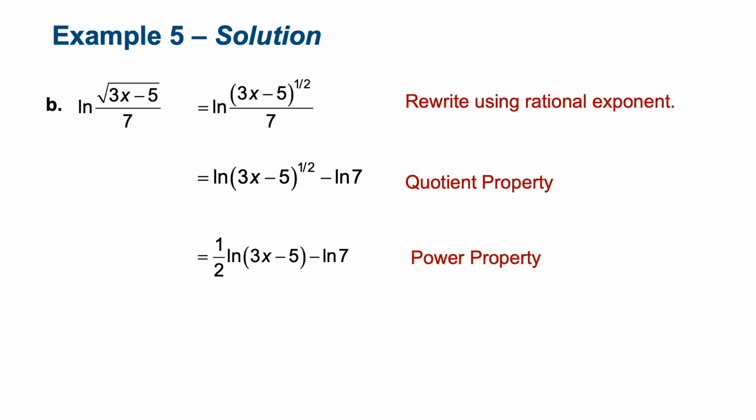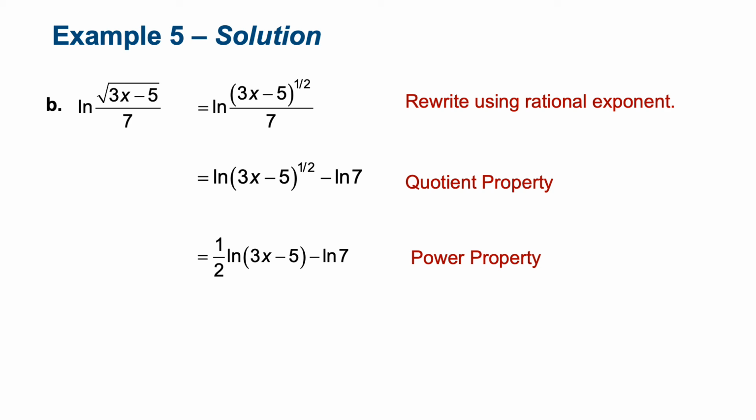Okay. So let's do another example. What if I want to expand ln of the quotient square root of 3x minus 5 over 7? So first thing that we do is when we have radicals, we're going to rewrite them using a fraction exponent. We know by now that the square root of a function can be rewritten as that expression to the half power, okay? So this is actually ln of (3x minus 5) to the half power over 7.